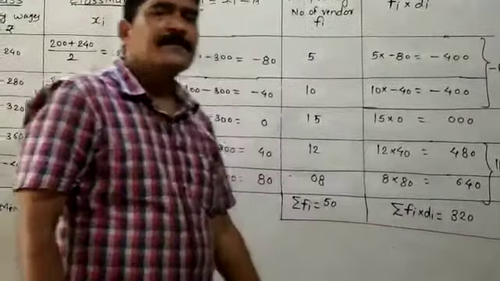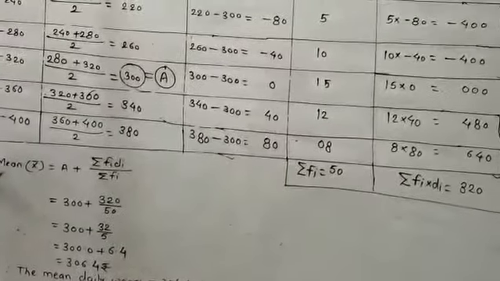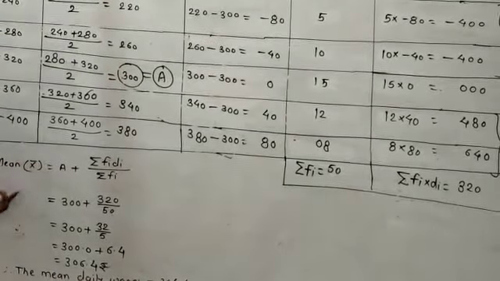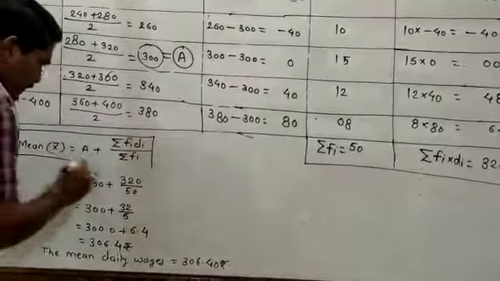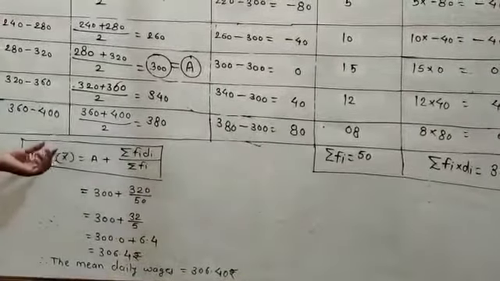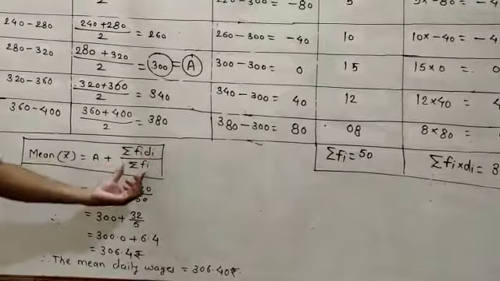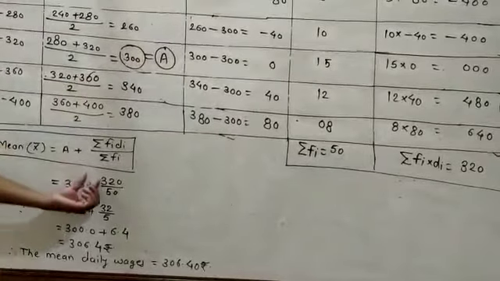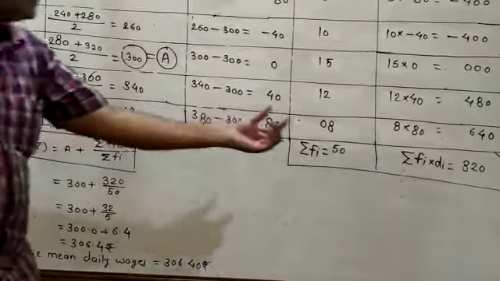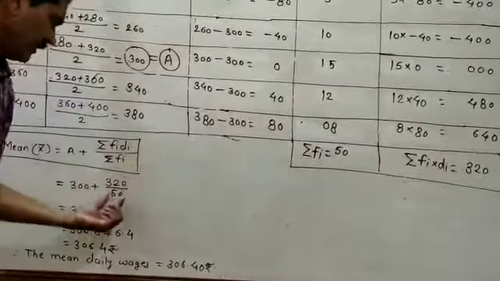And from that you have to find out the mean by the assumed mean method. So our formula is: mean is equal to A, where A means assumed mean, plus sum of fi di upon sum of fi. You assume A as 300, plus sum of fi di is 320, divided by sum of fi, which is 50.